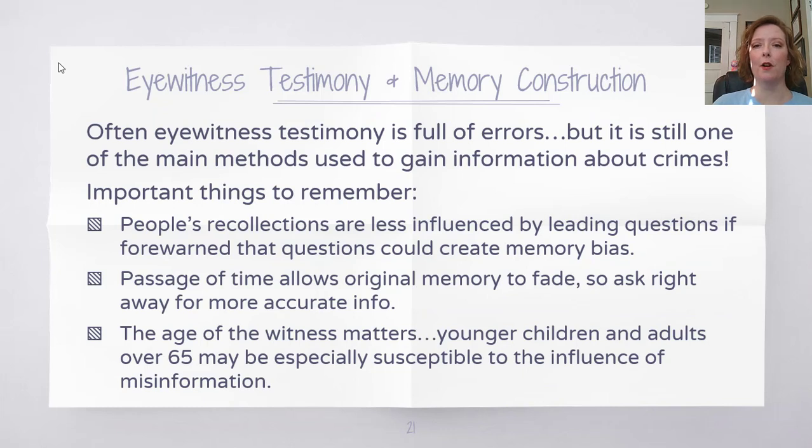So your takeaway from constructed memories is that oftentimes eyewitness testimony is full of errors, but it is still one of the main methods used to gain information about crimes. Some important things to remember: people's recollections are less influenced by leading questions if forewarned that questions could create memory bias. Passage of time allows original memories to fade, so you need to ask right away for more accurate information. And the age of the witness matters. Younger children and adults over 65 may be especially susceptible to the influence of misinformation.